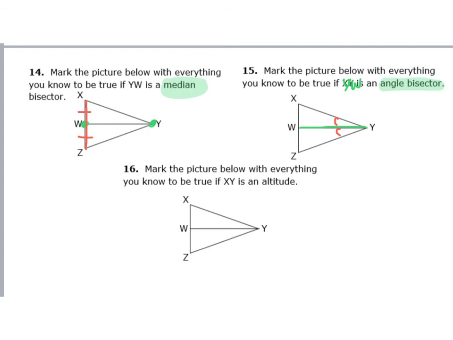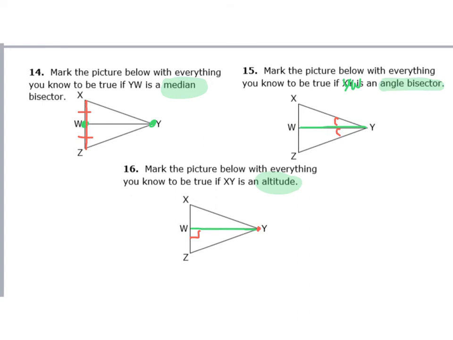But looking for an altitude, and again, I want this one to be my altitude. What an altitude does is it starts at a vertex and it ends at a 90-degree angle. So that's all I know about this picture if I have an altitude.